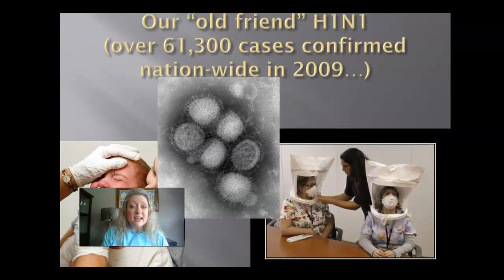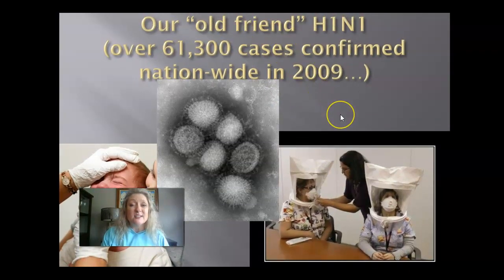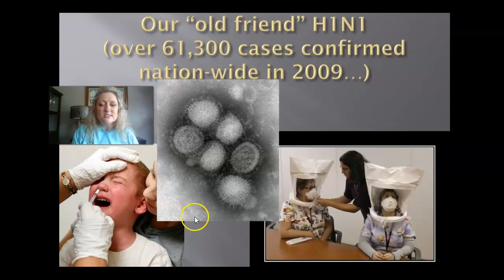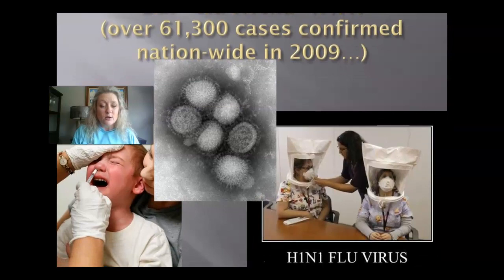So remember back in the day, H1N1, that was in 2009, we had over 61,000 cases confirmed in the United States alone. And you'll notice it looks very familiar to what you've been seeing on the TV. It's got these spikes that stick out of its protein coat. And we were getting vaccines through the nose, and they weren't very fun. But people tended to freak out a little bit about H1N1. Some schools were closed, very few though. It was a very isolated case, and then we got a hold of it, and then all was well.